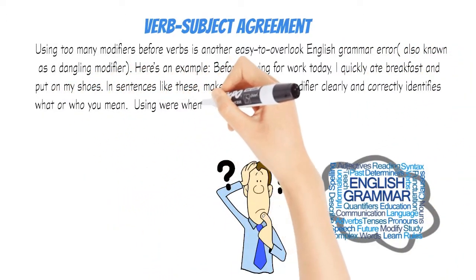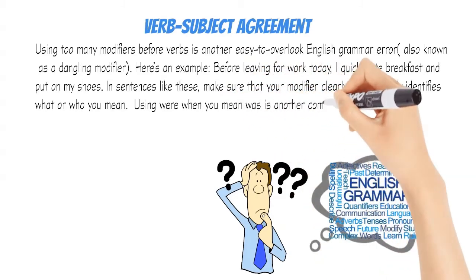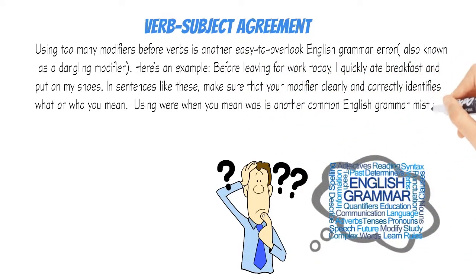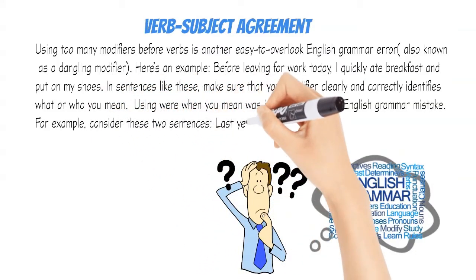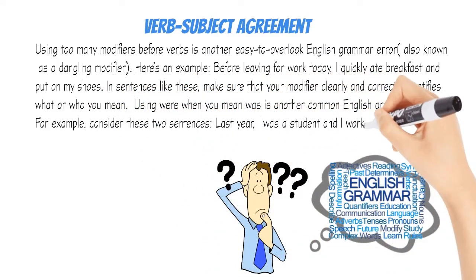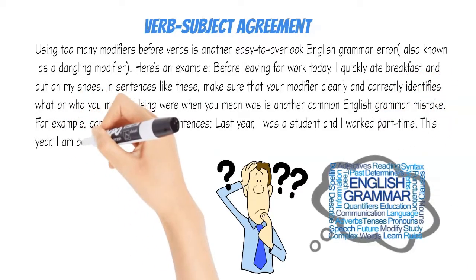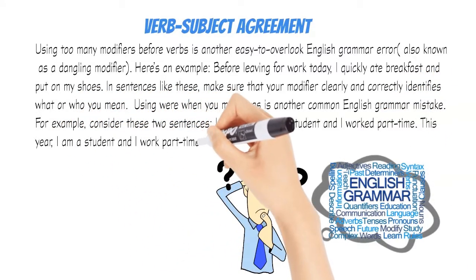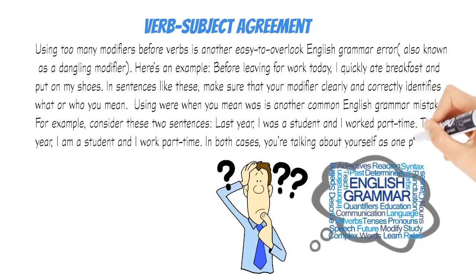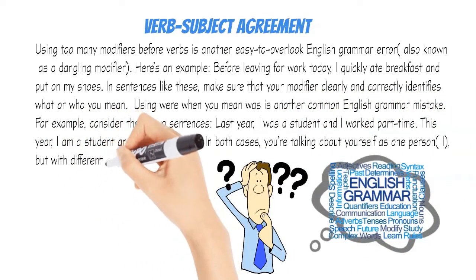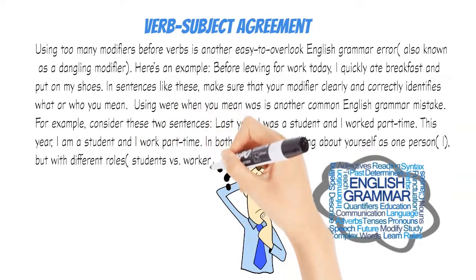Using "were" when you mean "was" is another common English grammar mistake. For example, consider these two sentences. Last year, I was a student and I worked part-time. This year, I am a student and I work part-time. In both cases, you're talking about yourself as one person, I, but with different roles, student versus worker.